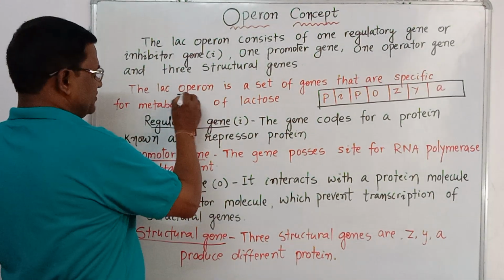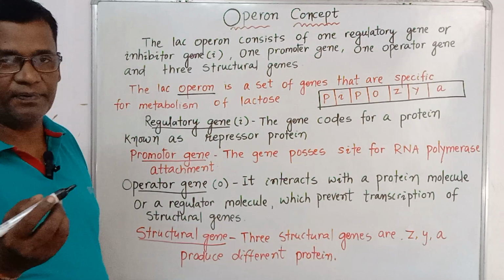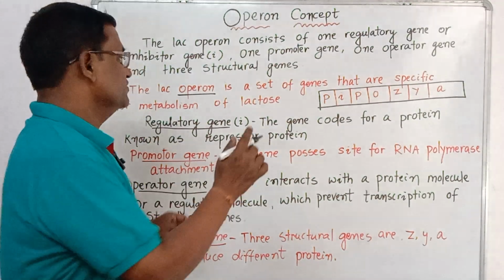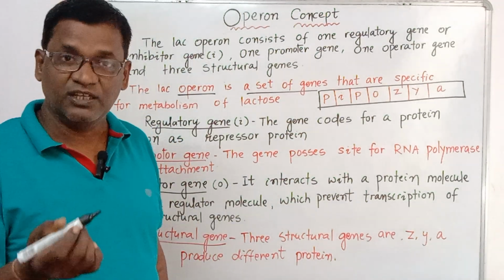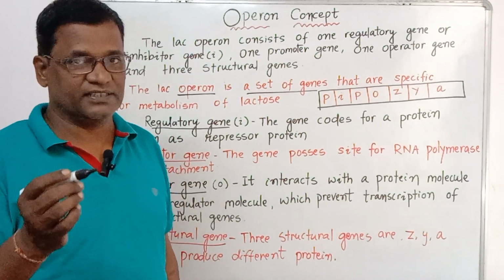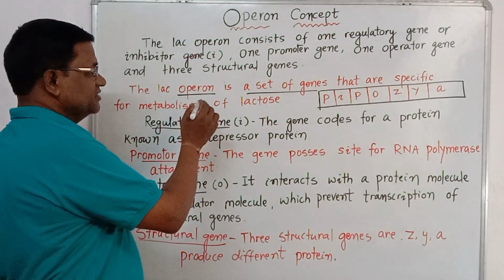What is the operon? Before starting the operon concept, we will start with what is the operon. Operon means it is a set of genes. What is the gene? Gene means a segment of DNA which carries the characters. That is called the gene. And here, operon means a set of genes.